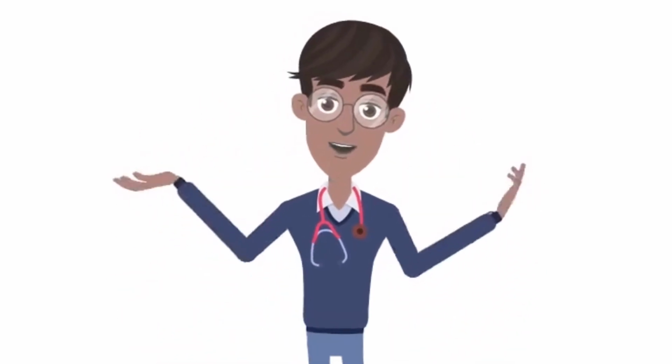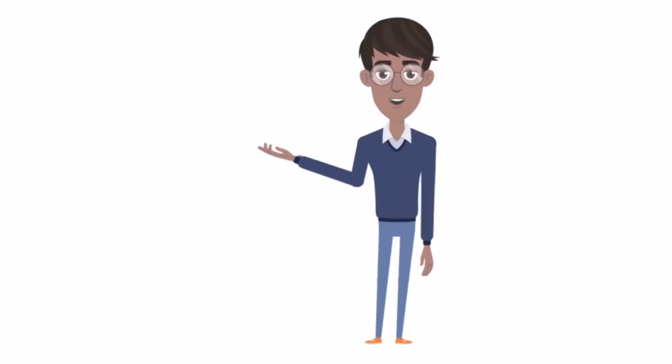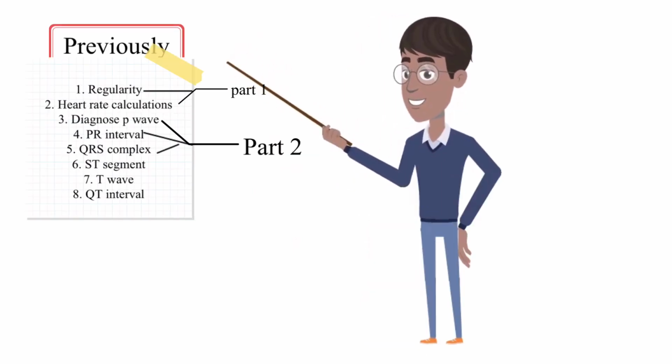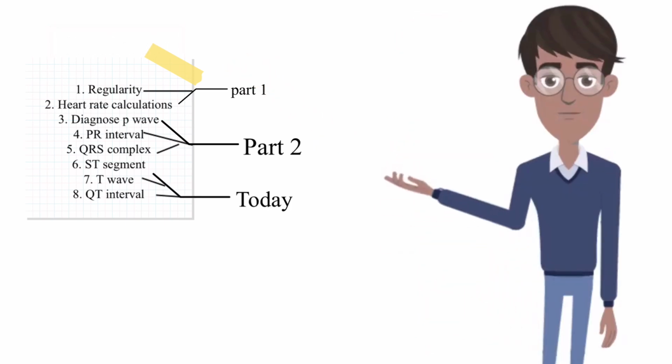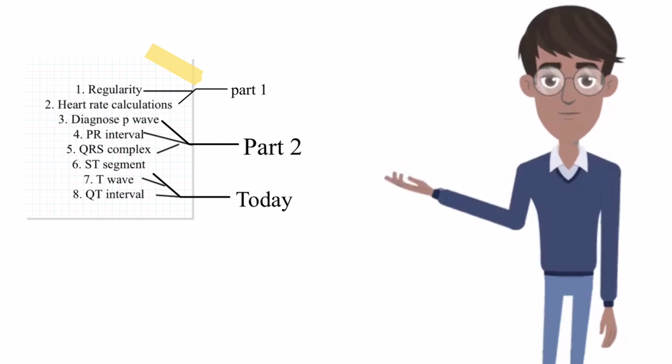As a professional who wants to effectively interpret the ECG, you must follow a stepwise procedure. Part 1 talked about the regularity and the heart rate, part 2 talked about diagnosing the P wave, P-R interval, and analyzing the QRS complex. Today we are going to talk about the ST segment, the T wave, and the QT interval.